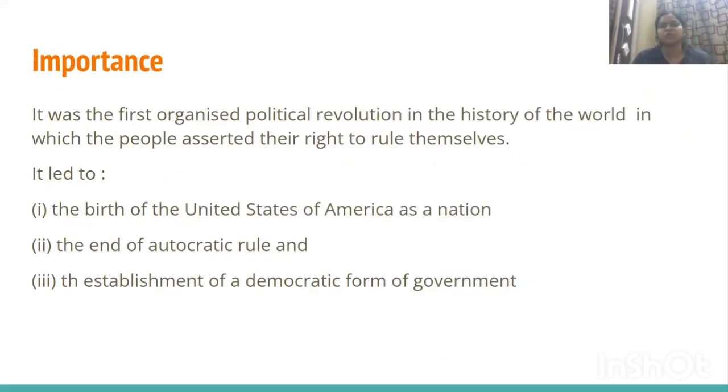Now, why is the American Revolution considered to be an extremely important revolution? Because it was the first organized political revolution in the history of the world where people asserted that they have the right to rule themselves. This revolution gave birth to the United States of America as a nation. Second, it ended the autocratic rule that was prevalent in America. And third, it gave birth to the democratic form of government in America, and that became a focal point that resulted in different revolutions in other countries of the world, and that we'll see in the concluding part.